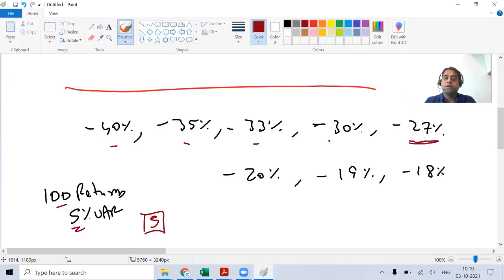The other method was primarily to take the average of 27 and 20% and then get the answer. So it has to be around 23.5%, negative 23.5%. That was one method which we saw in FRM level 1.